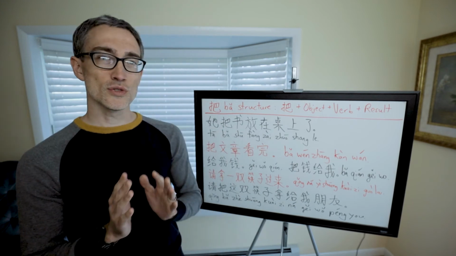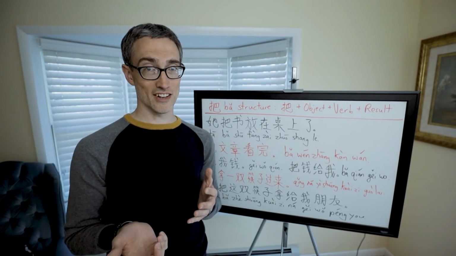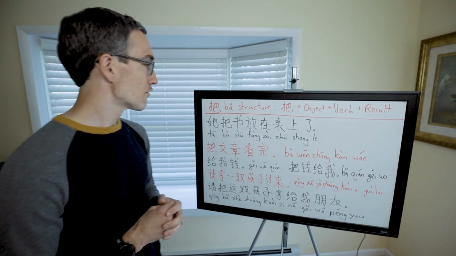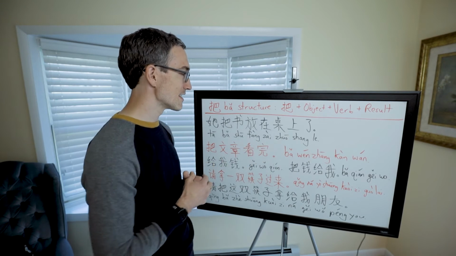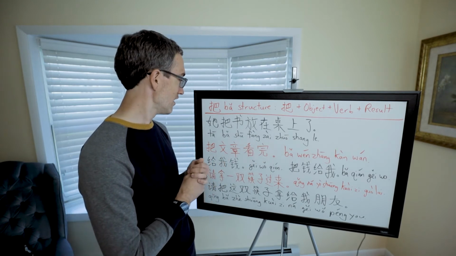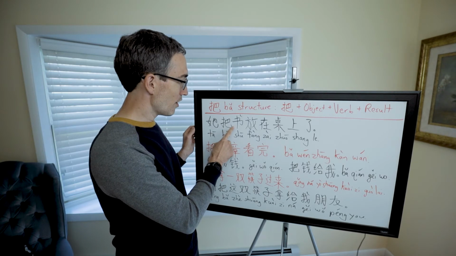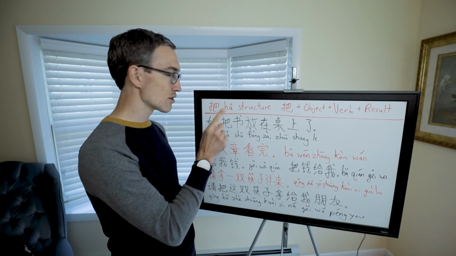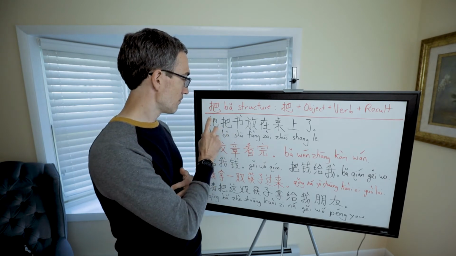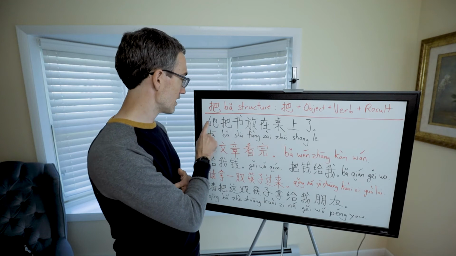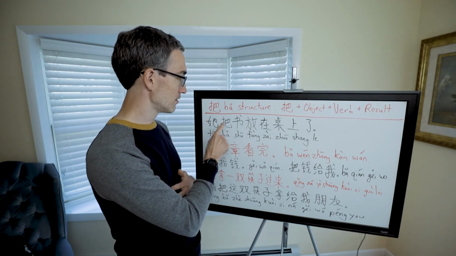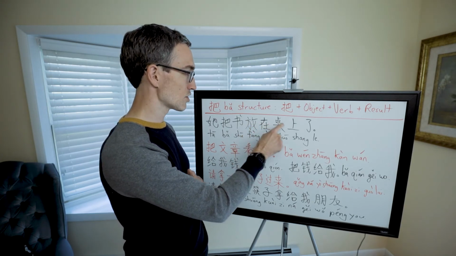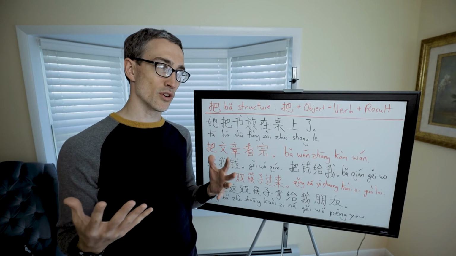Okay, so some thoughts. Sometimes using ba is just grammatically necessary. It doesn't always have a profound effect on the meaning. For example, this first sentence is an example of where it's grammatically necessary. In English we say, she put the book on the table. If I directly translate, I would say 她放书在桌子上了. But that word order in Chinese doesn't work.